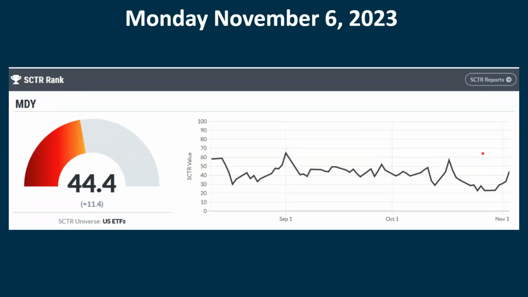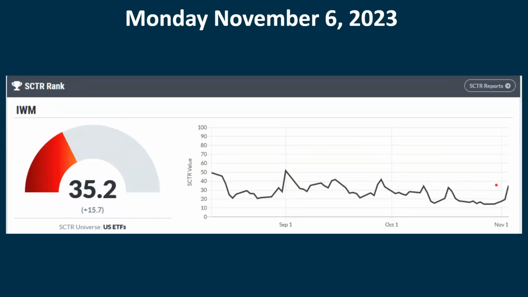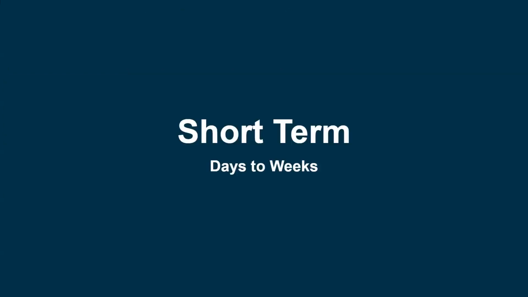Then in fourth place are the mid caps, also showing some improvement after being quite weak. They come in at 44.4. And in last place, but showing some improvement, are the small caps. This is the IWM, which is the ETF for the Russell 2000 small cap index, and it comes in at 35.2. And some short-term charts.